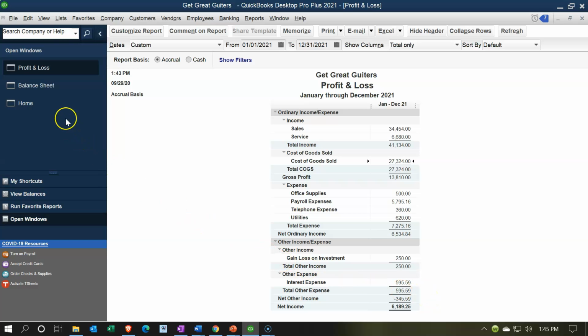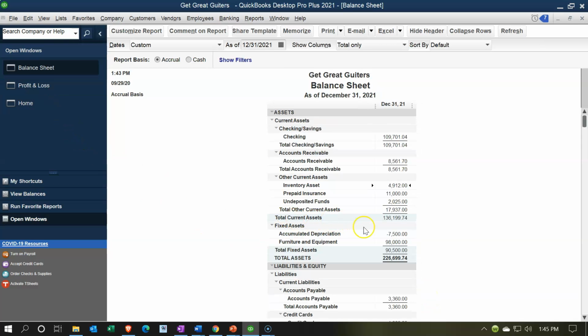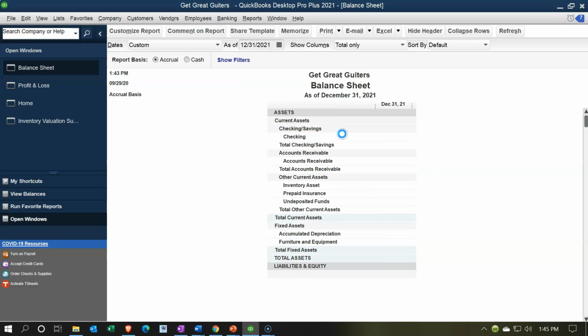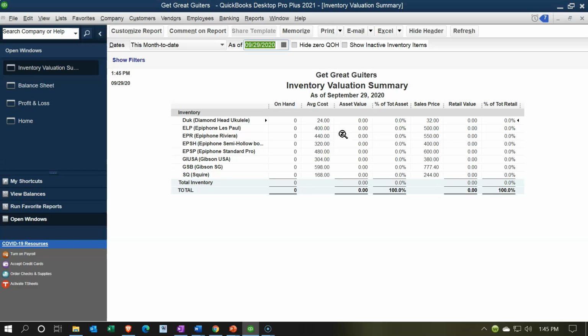Okay, so let's go back to the balance sheet. We also know that if you look at the sub account for the inventory, we sold a guitar, so it's going to be going down as well. So if we go to the reports drop down, if we go to the inventory, and then we go to the inventory valuation summary, changing the date to 12/31/21, we see our Epiphone Les Paul here. We don't have any more of those. Those are gone because we just sold the last one. We need some more because we sell a lot of those.